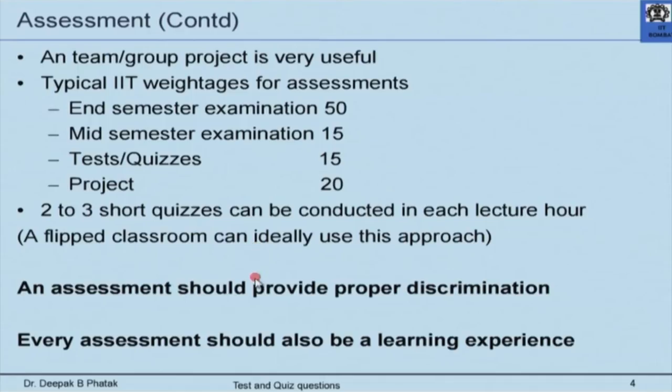I have written these two sentences in bold. From the teacher's point of view, from the university point of view, and from the society's point of view, it is expected that whatever grade or marks our evaluation and assessment results in, it provides sufficient and accurate discrimination. For example, if in a particular place the subject taught is computer programming, the assessment results in all students getting, let's say, between 60 marks and 80 marks.